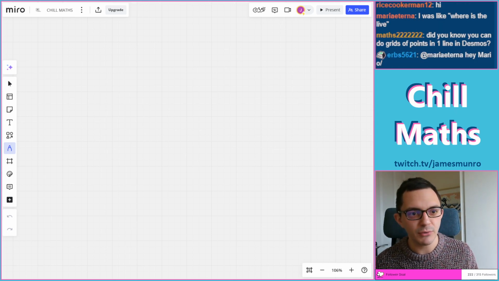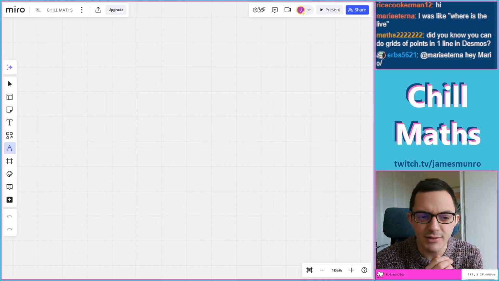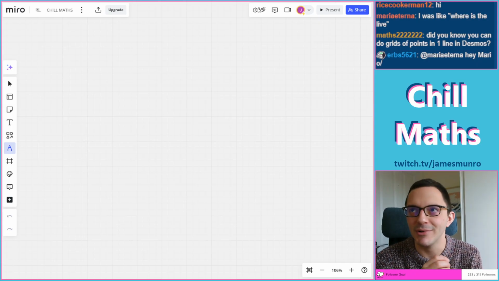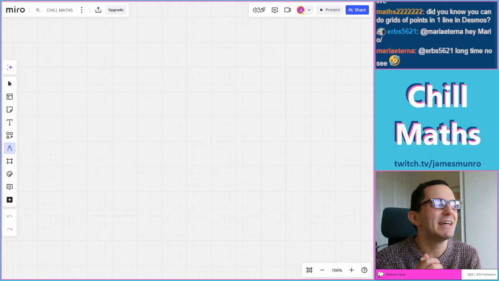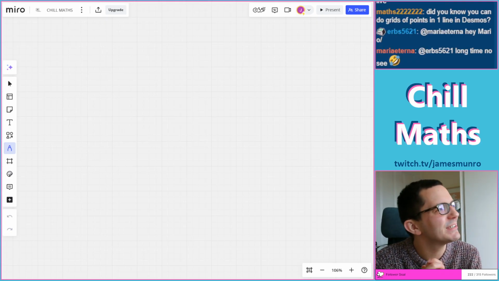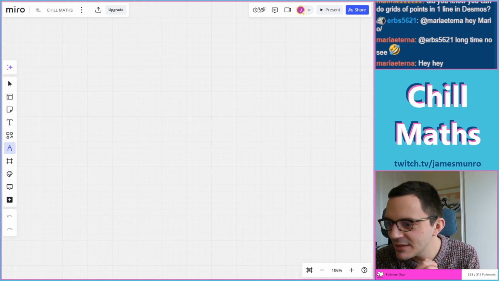You can do a grid of points in one line in Desmos, says Maths222. You see, that's the sort of thing that gets my attention on Chill Maths. Go on then, hit us with the one-liner. I often want to do a grid of points, and then maybe access them later, or do something for each of them, or draw lots of little arrows, or sketch lots of points.